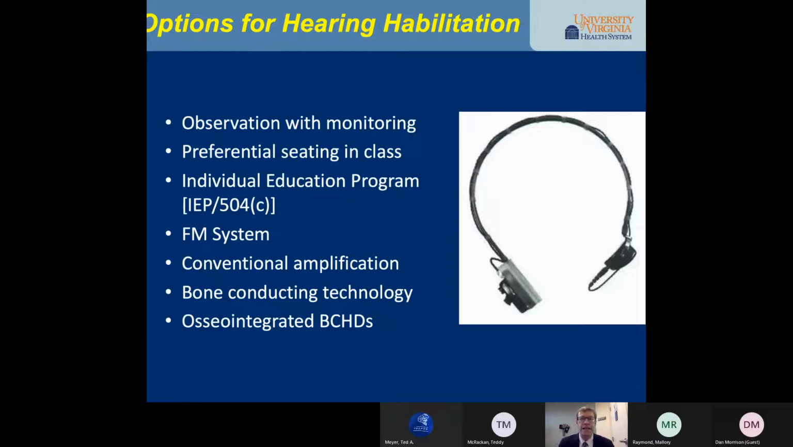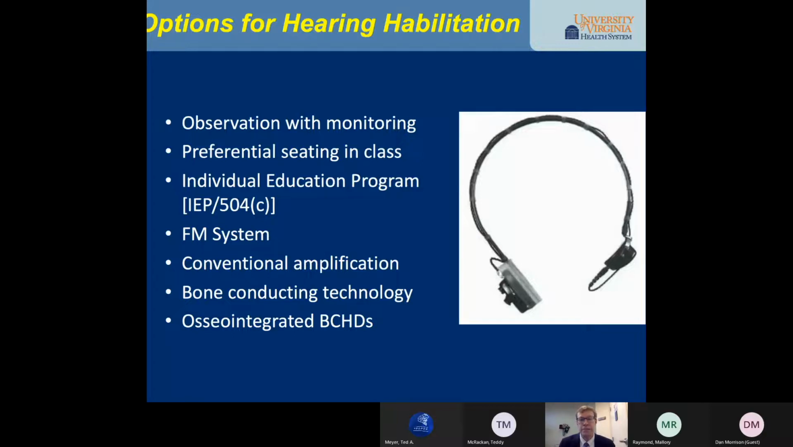Preferential seating in class, an individual education program, an IEP, or a 504 plan. Very important to talk about when the child enters the elementary school years, to talk about with the parents so that an IEP or a 504 plan can be put in place for the child.